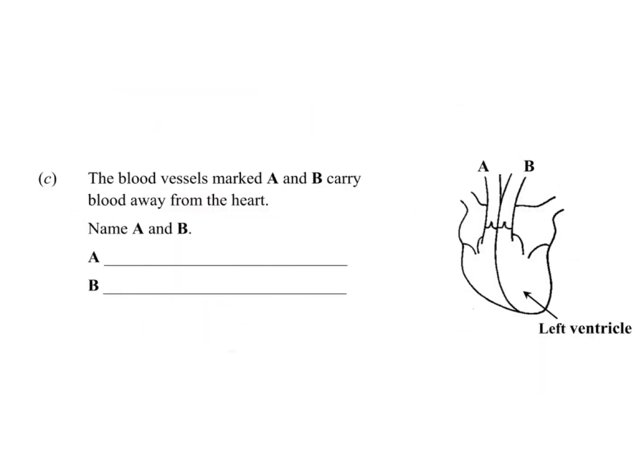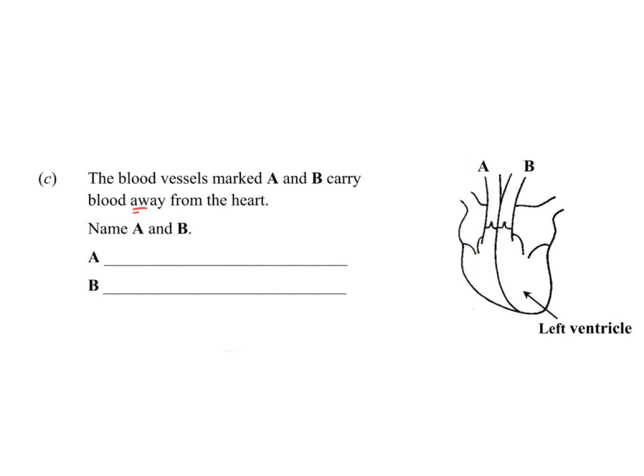So we're going to have a quick look at this exam question then based off of that. So the blood vessels marked A and B carry blood away from the heart. Okay, so there's actually a little hint there for us because it's saying away, we know that both of these have to be arteries.